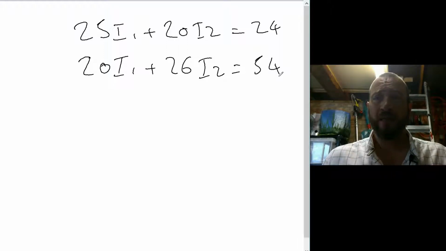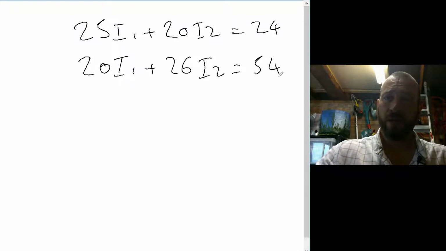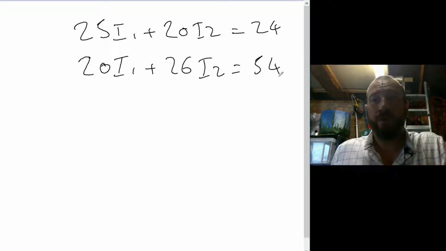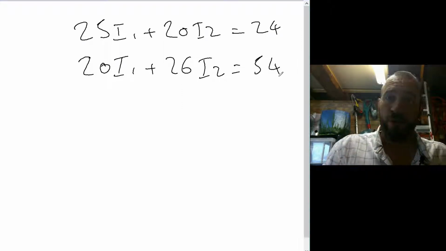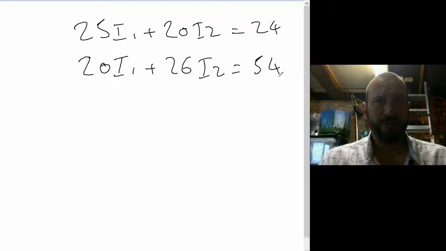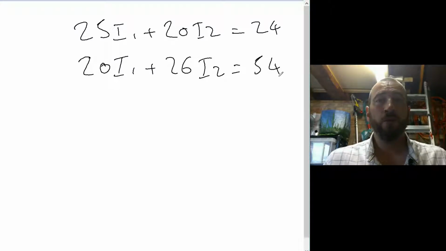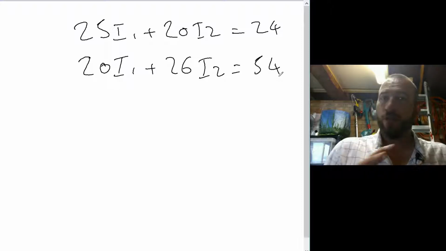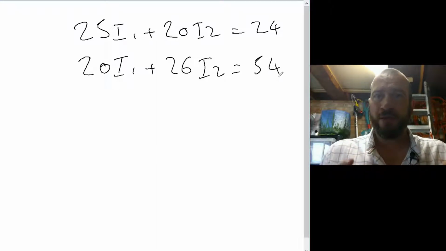You can multiply the first equation by 4, the second equation by 5, subtract one from the other, and you cancel off I1, you find I2, then you put I2 back in to solve for I1. It's quite a long process. Now matrices can make this a lot simpler. All we need to do is split it up into proper matrix equations.